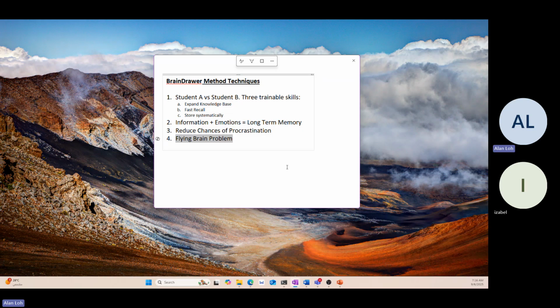So in this BrainDrawer method, we are also trying to address this flying brain problem. How are we going to address this? We are going to pull back our attention, intentionally making it be in this moment. Your brain needs to be with you in this moment, and it will not be wandering around. So there's a technique to do that. That is the overall set of techniques that we use in BrainDrawer to help you understand, in this case, quantum physics in less than 2 hours.